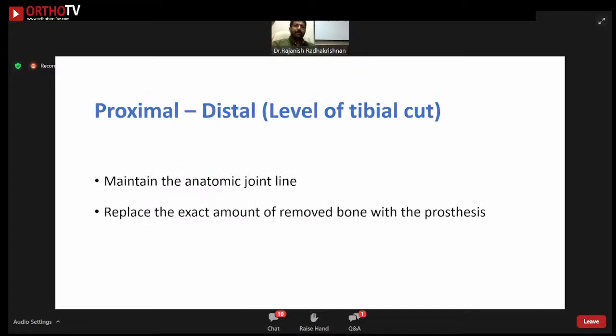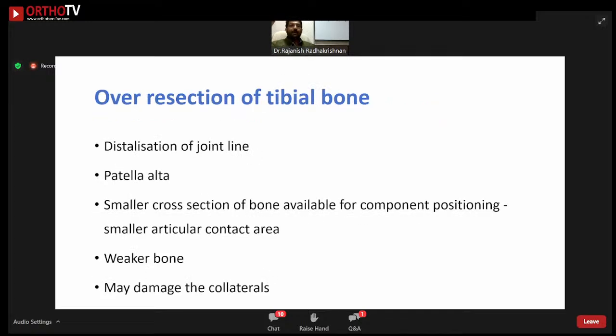So the first thing is how to cut the tibia, the level of the tibial cut. Here, the aim is to maintain the anatomical joint line and replace the exact amount of removed bone with prosthesis. What happens if you cut more? That leads to distalization of the joint line, patella alta. All this happens when you do gap balancing because you cut the tibia more.